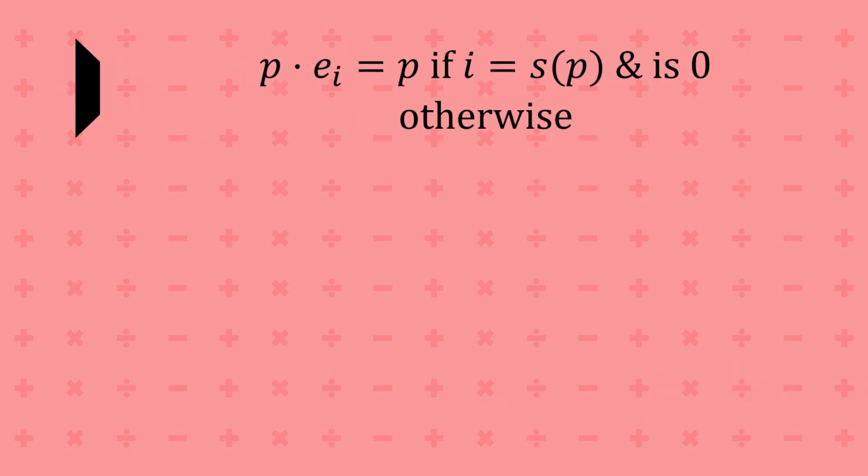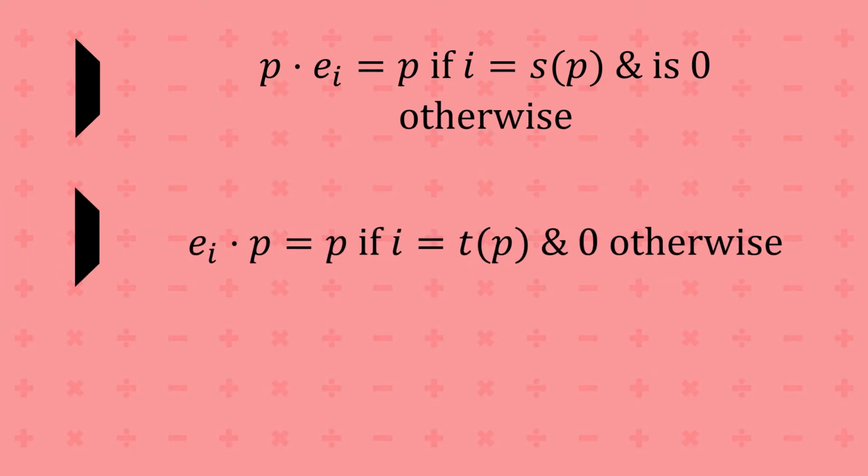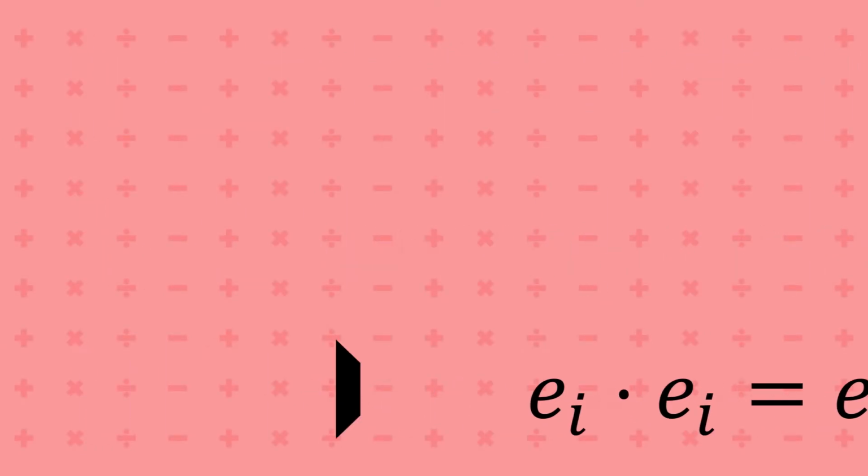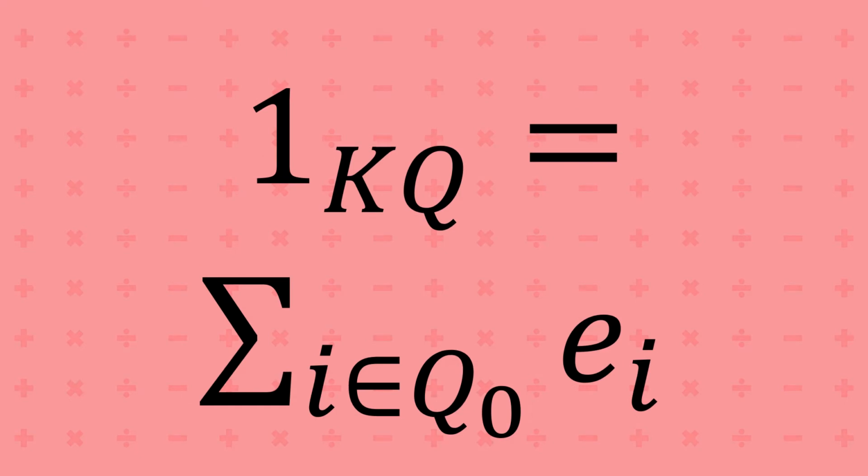So p times e_i is equal to p if i equals S of p and 0 otherwise. Similarly, e_i times p is equal to p if i equals T of p and 0 otherwise. Thus e_i times e_i is equal to e_i. The identity element of KQ is equal to the sum over all the e_i.